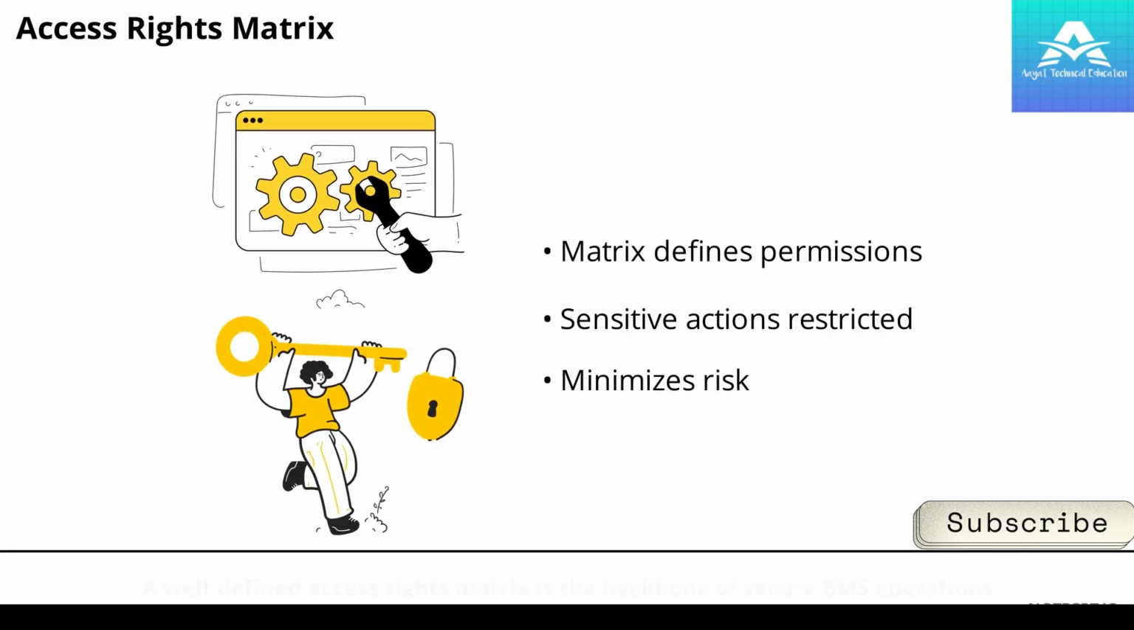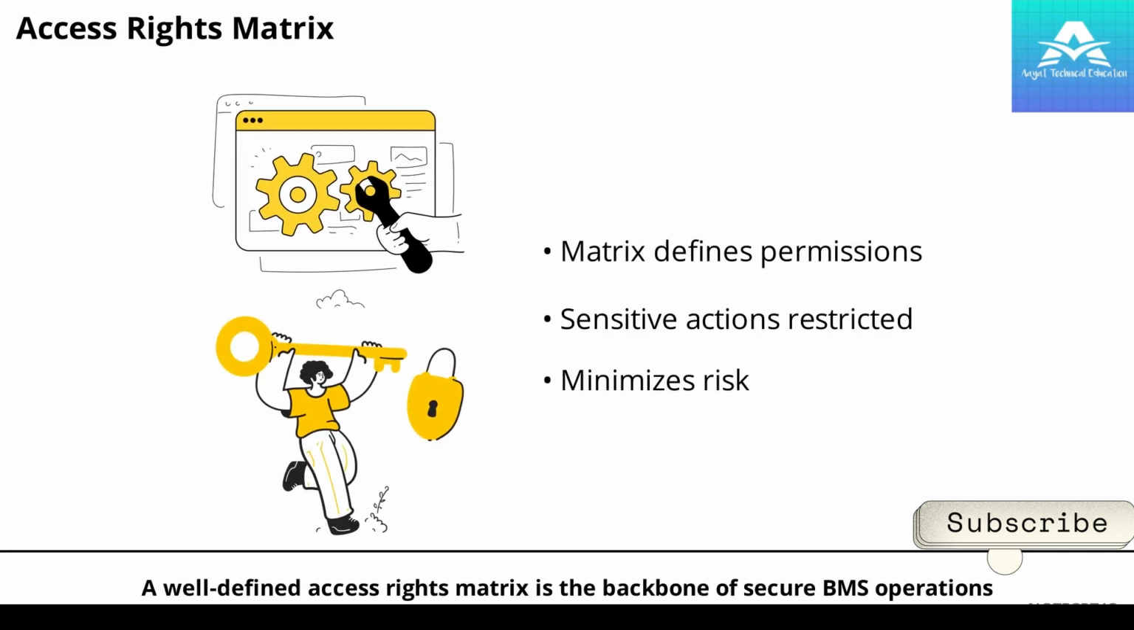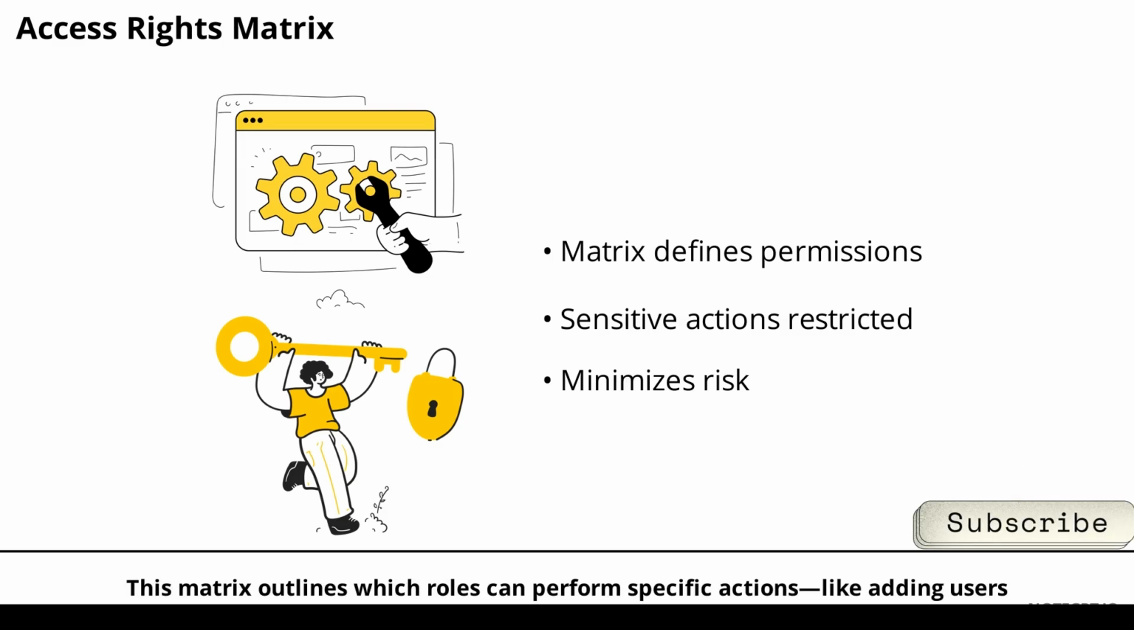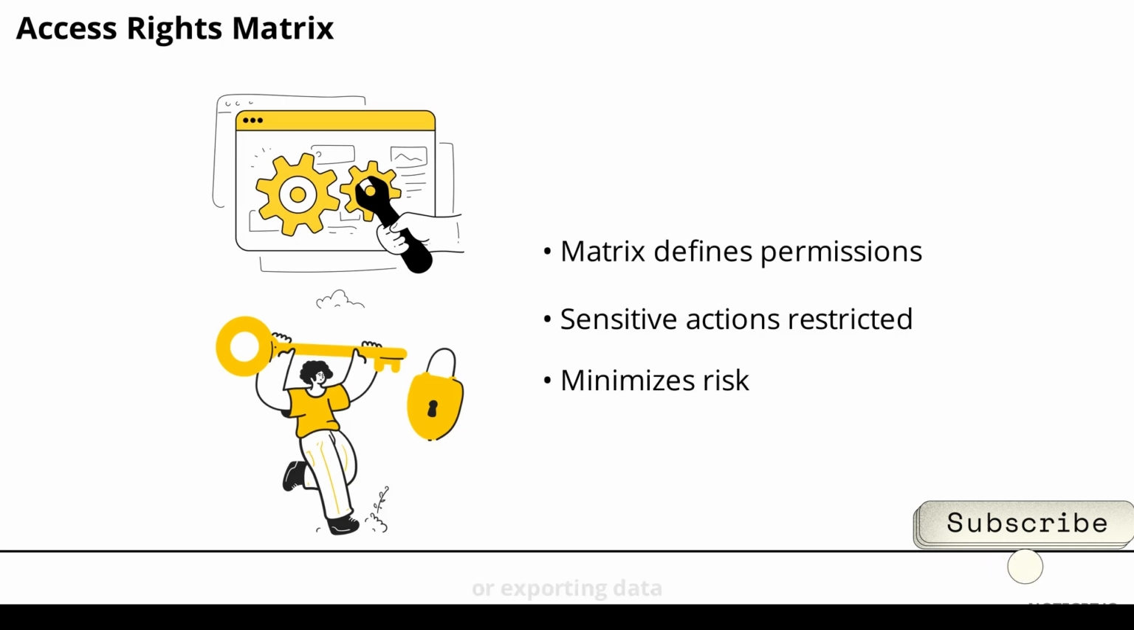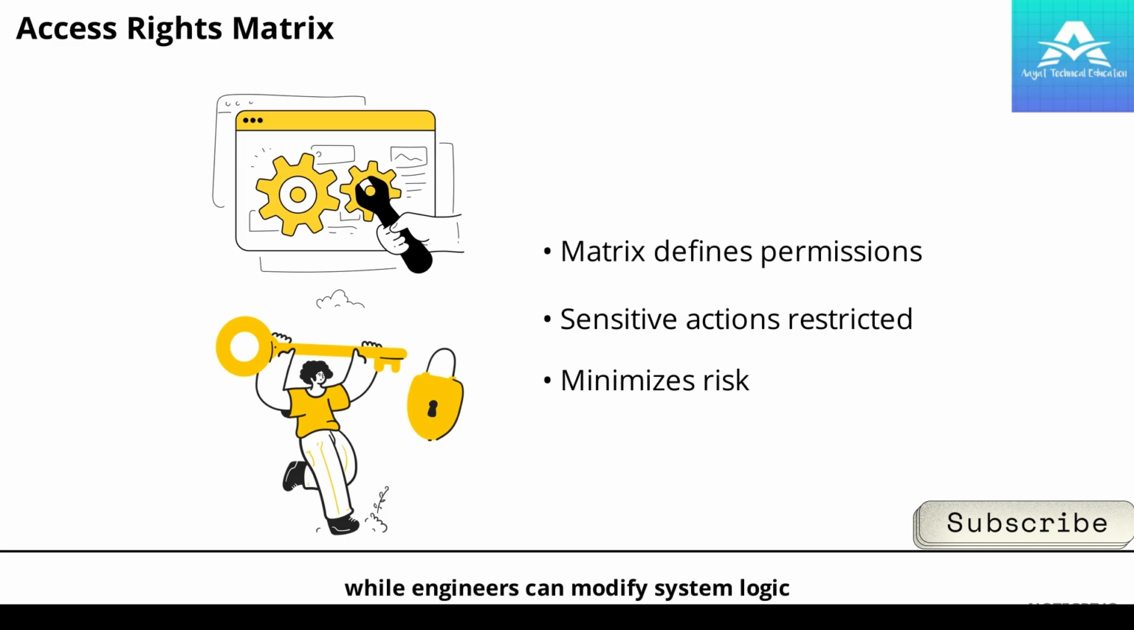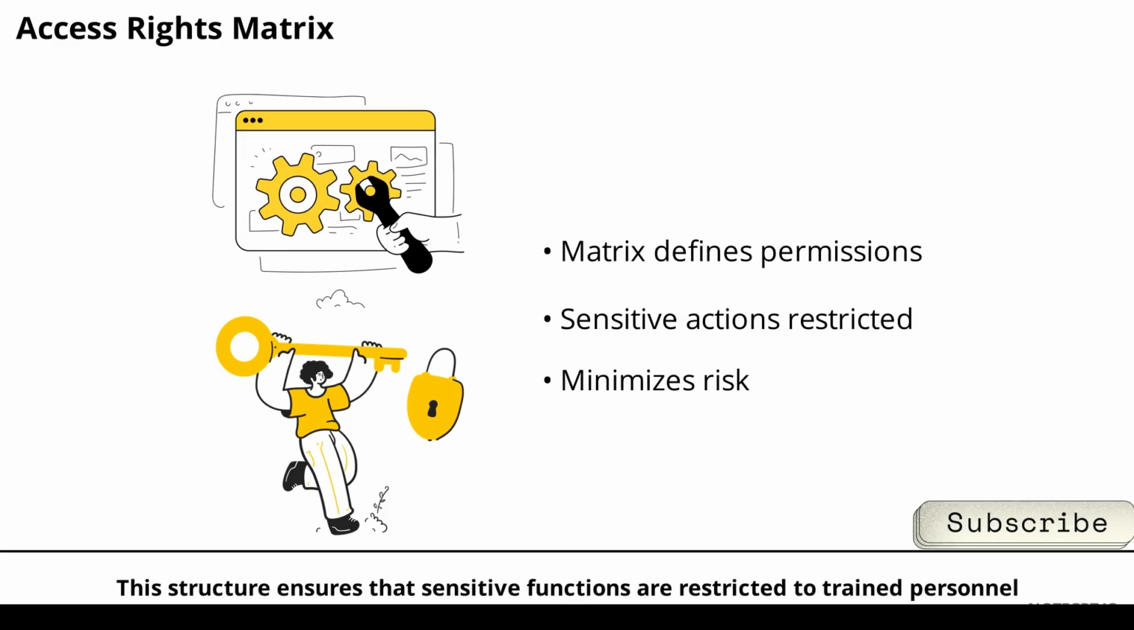A well-defined access rights matrix is the backbone of secure BMS operations. This matrix outlines which roles can perform specific actions like adding users, changing system logic, or exporting data. For example, only administrators may add or edit users, while engineers can modify system logic. Supervisors and operators have more limited, task-specific permissions. This structure ensures that sensitive functions are restricted to trained personnel, minimizing the risk of errors or security breaches.